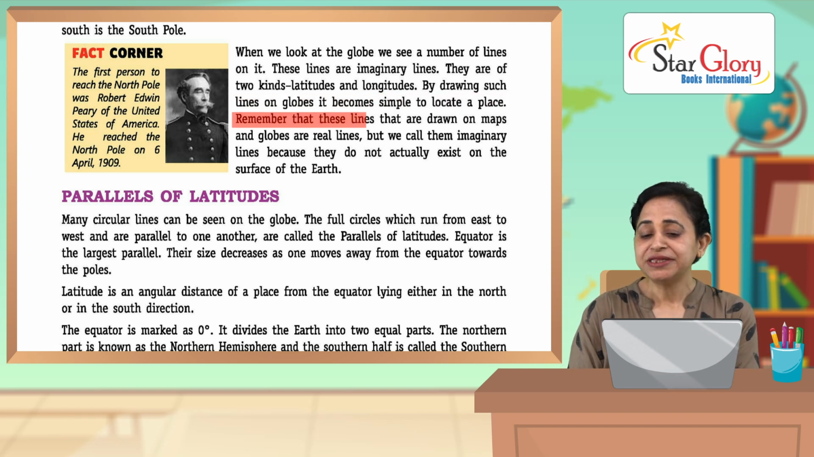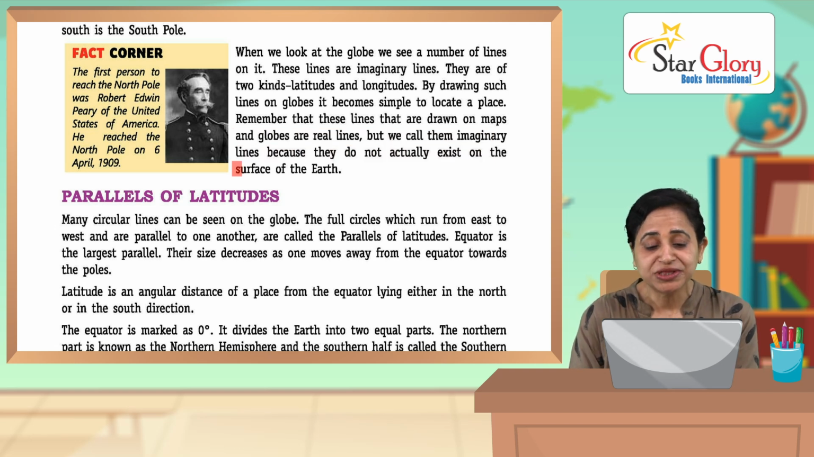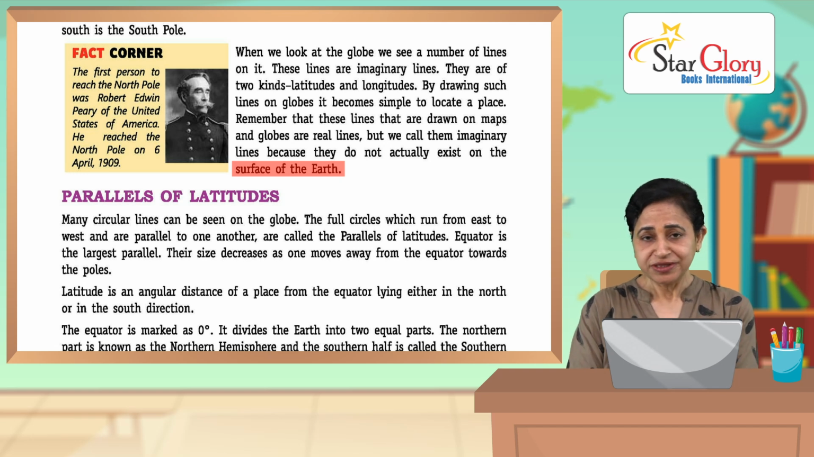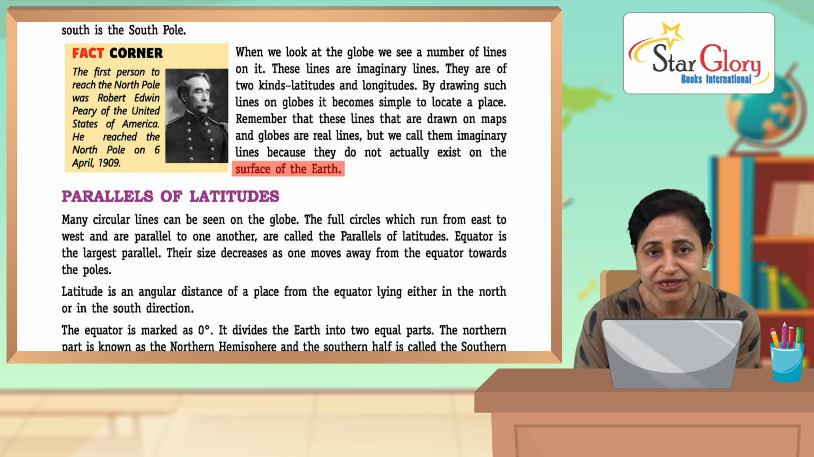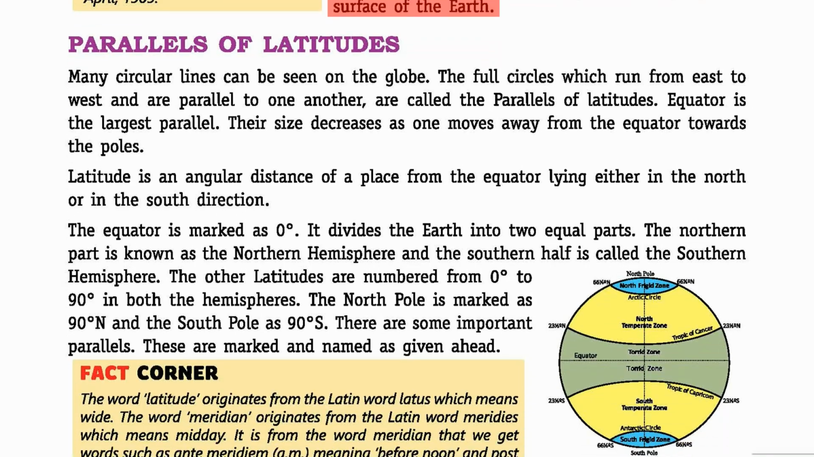Remember that these lines that are drawn on maps and globes are real lines, but we call them imaginary lines because they do not actually exist on the surface of the earth. अर्थ के सरफेस पे जो अर्थ है उस पे है नहीं, बट हम इमेजिन करते हैं. So these are called imaginary lines.